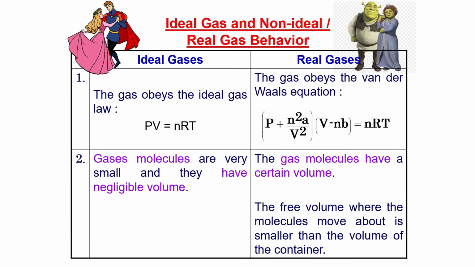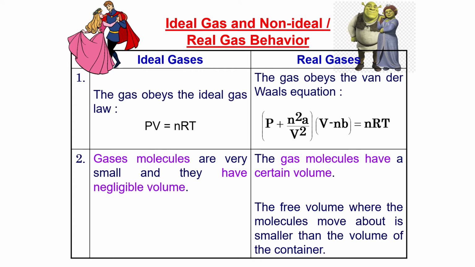But sebenarnya ideal gas ini adalah assumption yang kita buat untuk memudahkan kita buat calculation. But in real life, the gas obeys the van der Waals equation. Sebenarnya dia adalah real gases. The difference, first of all, from the ideal gas equation: the ideal gas law is PV equals nRT, while for real gases it is P plus n squared a over V squared, times V minus nb, equals nRT.